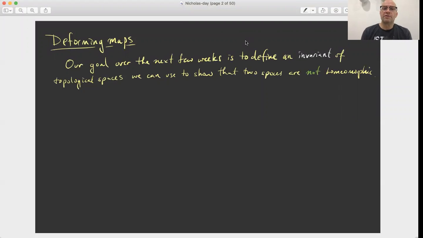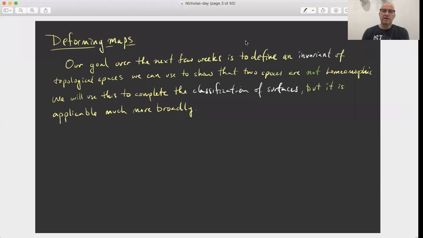So our next goal for the next few weeks is to define an invariant of topological spaces that we can use to show that two spaces are not homeomorphic. So this will be a group that we assign to a topological space so that homeomorphic spaces have isomorphic groups. And we'll use this invariant to complete the classification of surfaces, to show that the surfaces that we suspect are not homeomorphic are in fact not homeomorphic. But this invariant is applicable in much more generality.